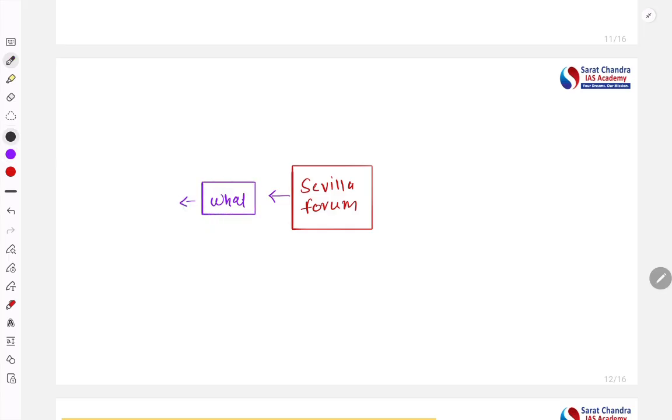Remember, it is related to sovereign debt: solving the issue of sovereign debt. It was initiated by the United Nations Conference on Trade and Development, and another institution is involved, that is the United Nations Department of Economic and Social Affairs, right? So this is the background of the Sevilla Forum.